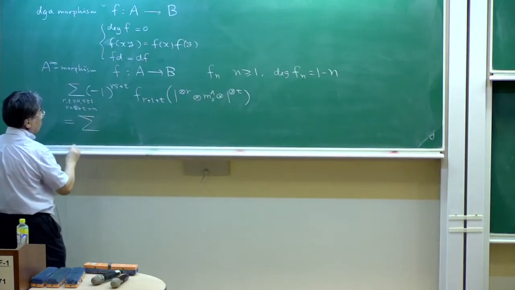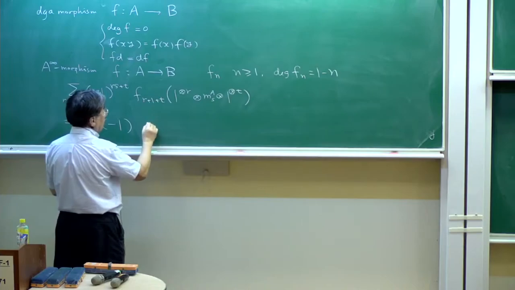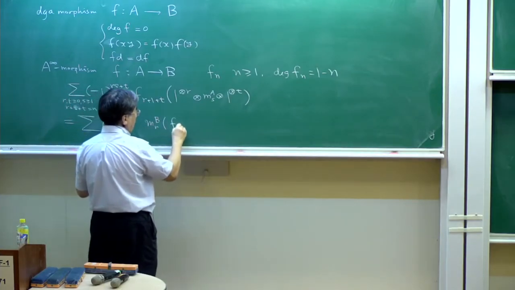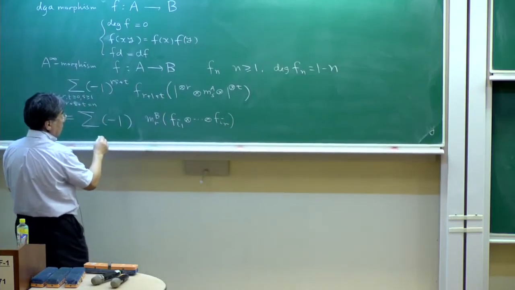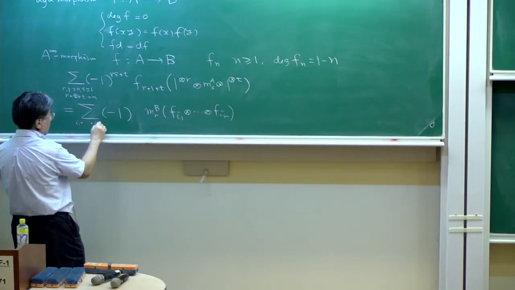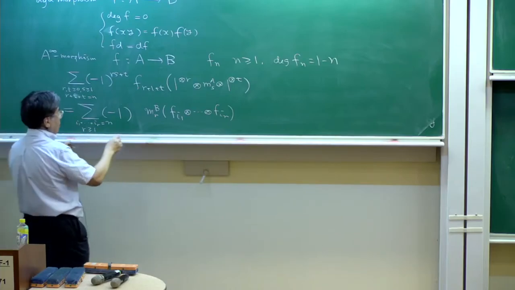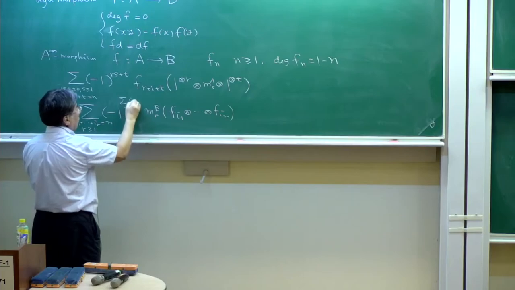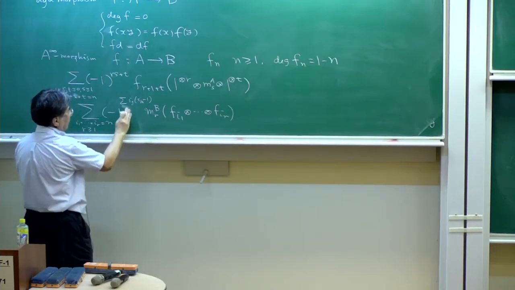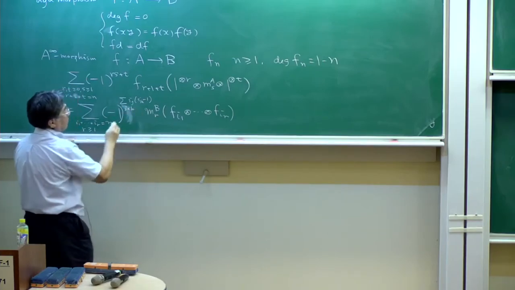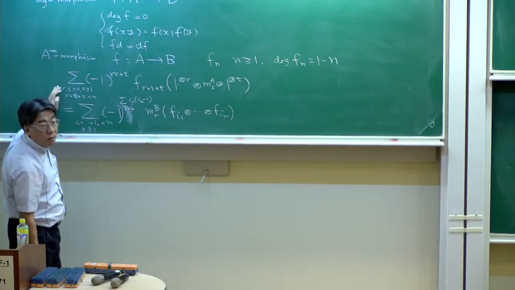is equal to the following. So minus 1 to something, of Mr B of F i1 tensor up to F ir, where i1 plus up to ir is equal to n, and r is at least 1, and here is the summation of ij times (ik minus 1), where j is smaller than k. So this is a sign convention which is used for defining it. So this is A infinity morphism.